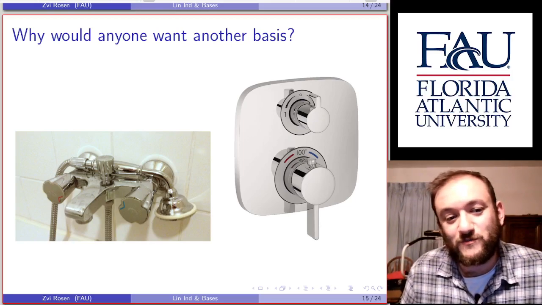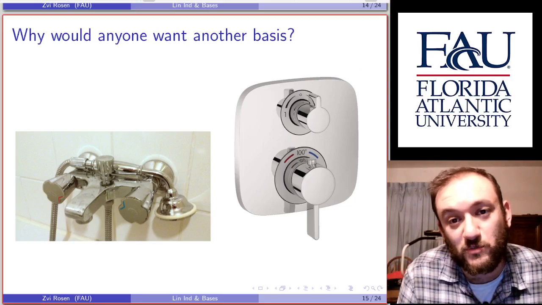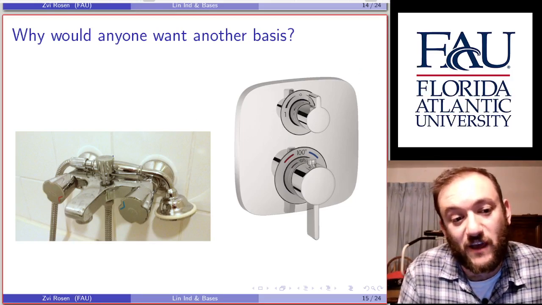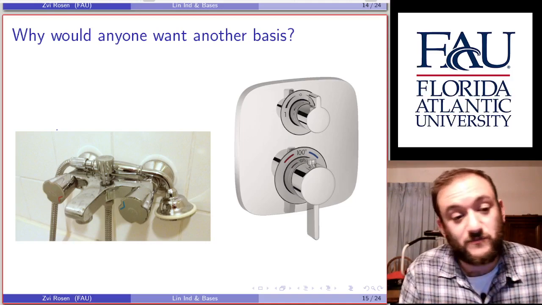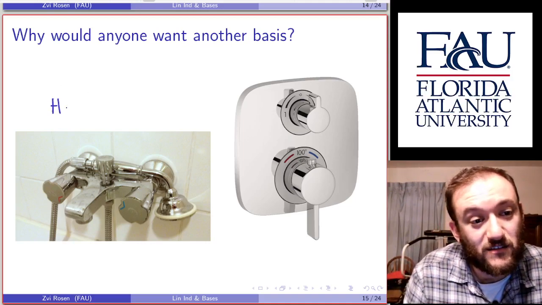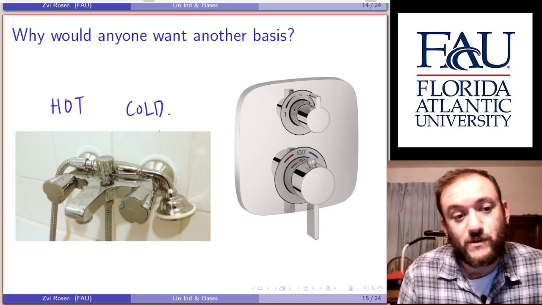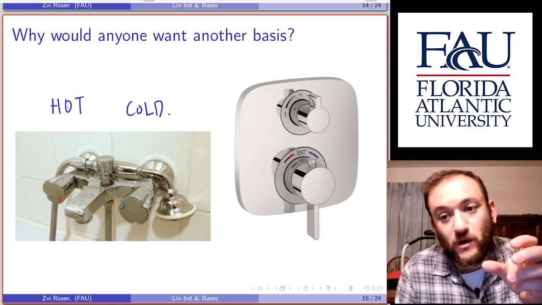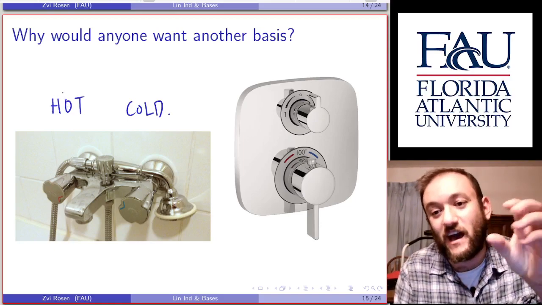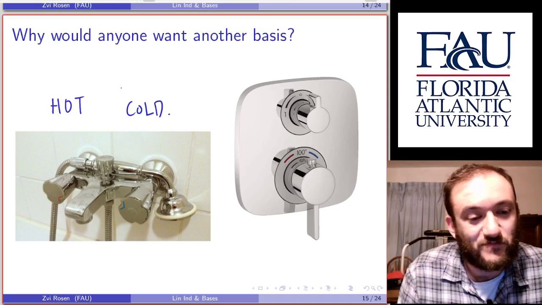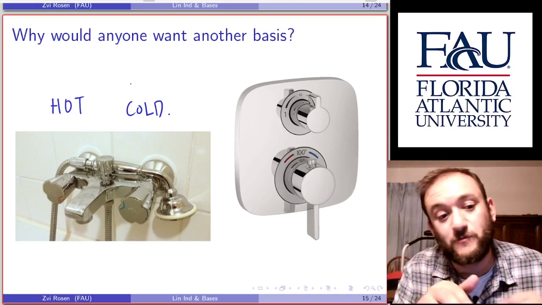If you've traveled around at all, you've seen that there are lots of different kinds of showers in the world. And if you go to a particularly old school place, you might see a shower where the controls are basically an R2. So you have two knobs, and one of them controls hot, and one of them controls cold. You can move one knob that gives you a component in the hot direction, that scales the hot basis vector. Or you can move the cold knob, and that scales how much cold water is coming out.